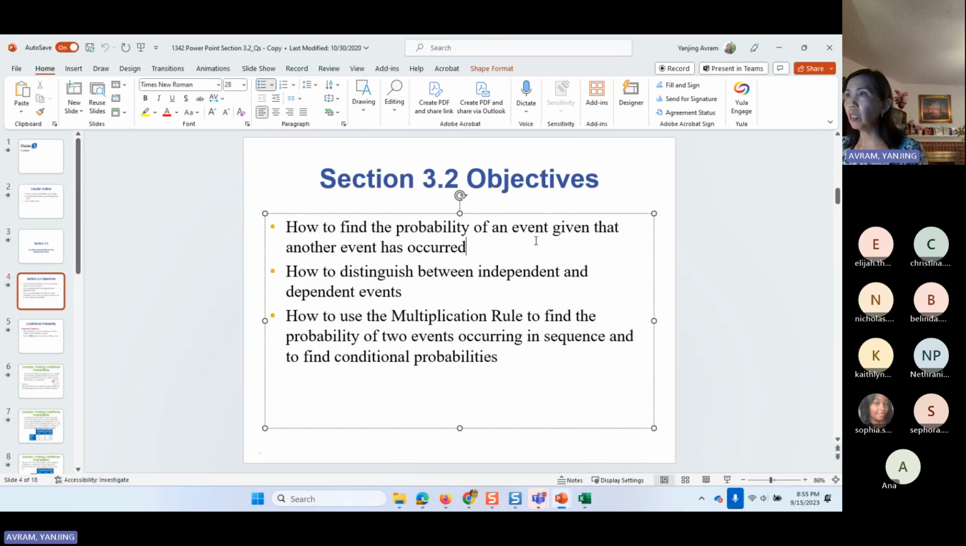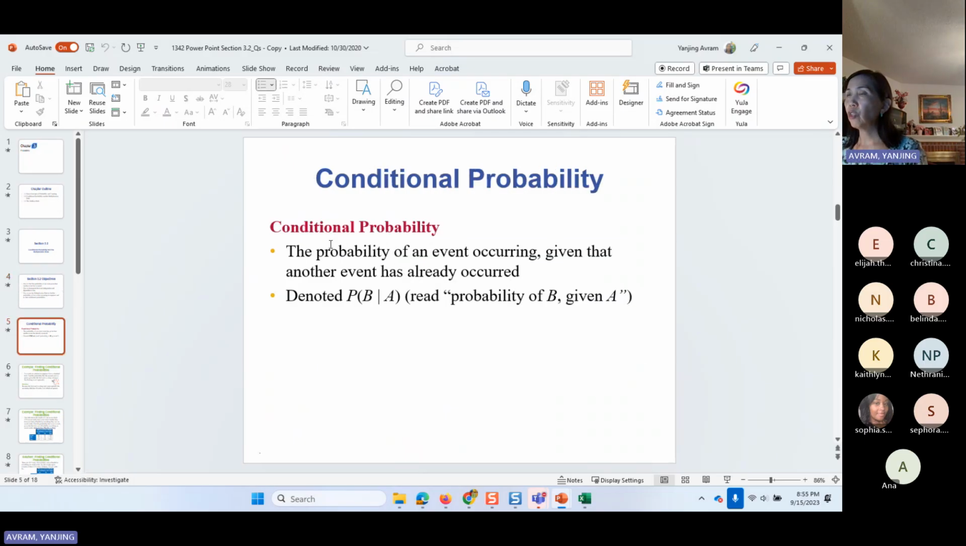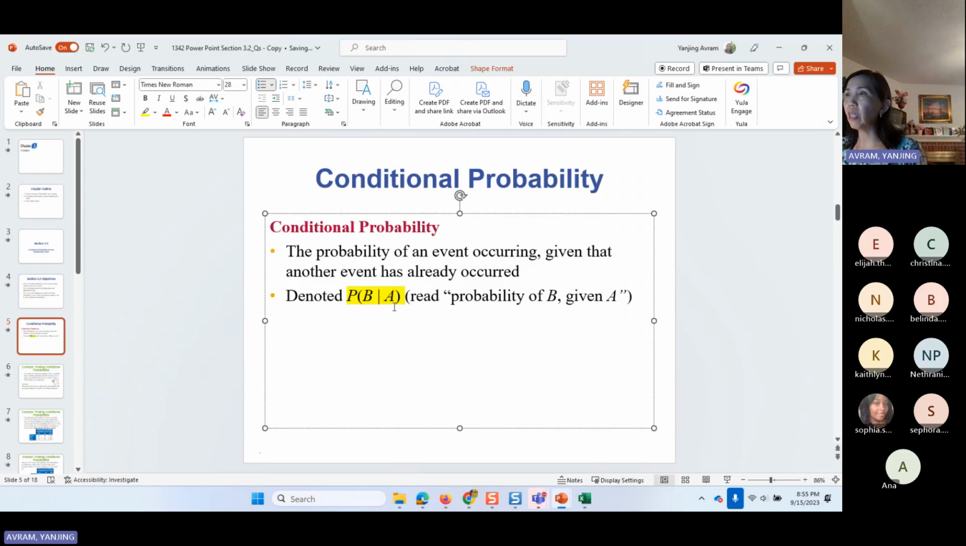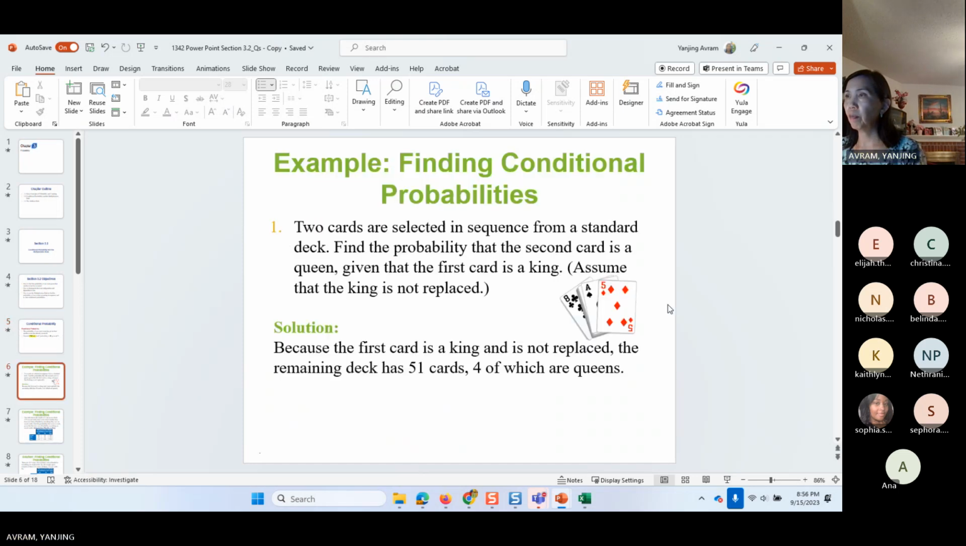So how do you find the probability of an event given that another event has already occurred? Then how to distinguish between a dependent and independent event, and using the multiplication rule to find out. For conditional probability, we use this symbol: P of B given A. This is read as the probability of B given A has already occurred. For example, the probability of getting the flu given you already got a flu shot.